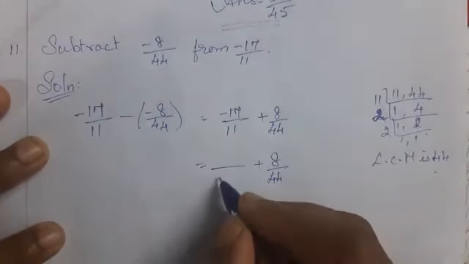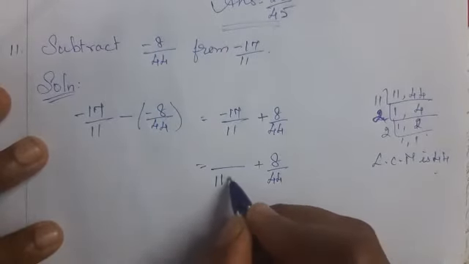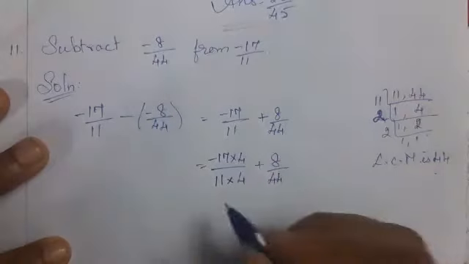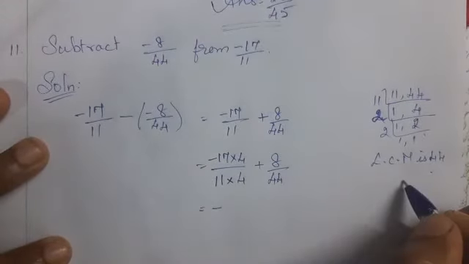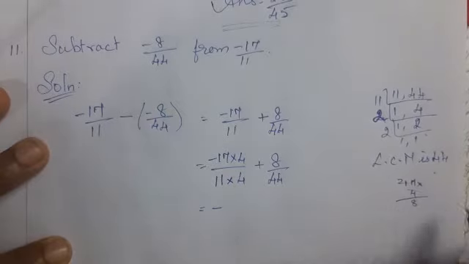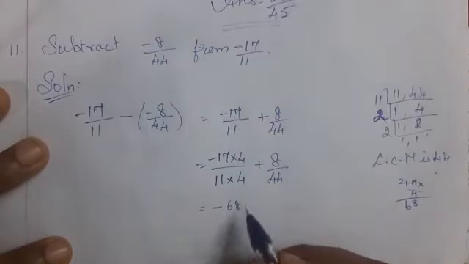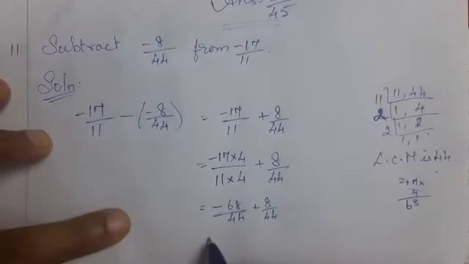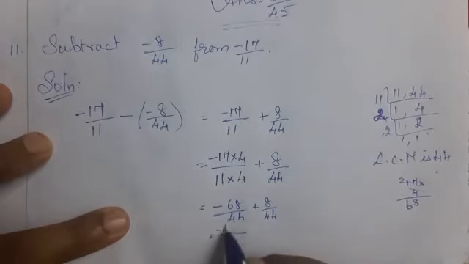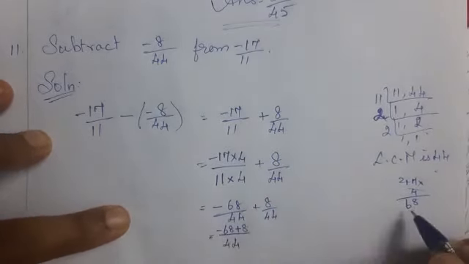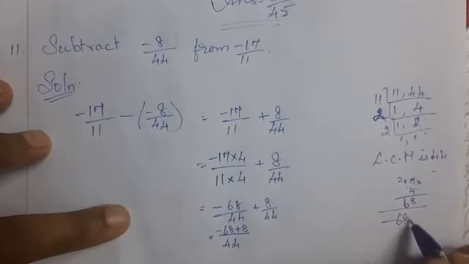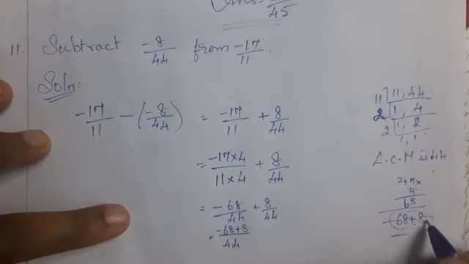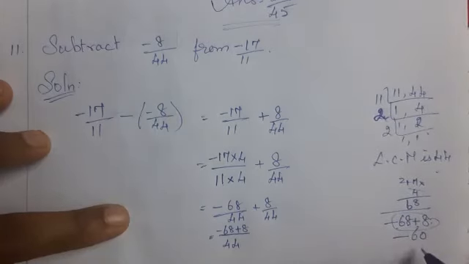Our aim is only to change the first term's denominator 11 into 44. Multiply by 4. Therefore, minus 17 into 4. 7 4s are 28, 1 4 is 4, 4 plus 2, 6. Minus 68 divided by 11 into 4 is 44, plus. Now the denominator is common, therefore write 44. Numerator minus 68 plus 8. Different signs. Write the sign of the bigger number. Subtract 68 minus 8, that is 60. Therefore, minus 60 by 44.